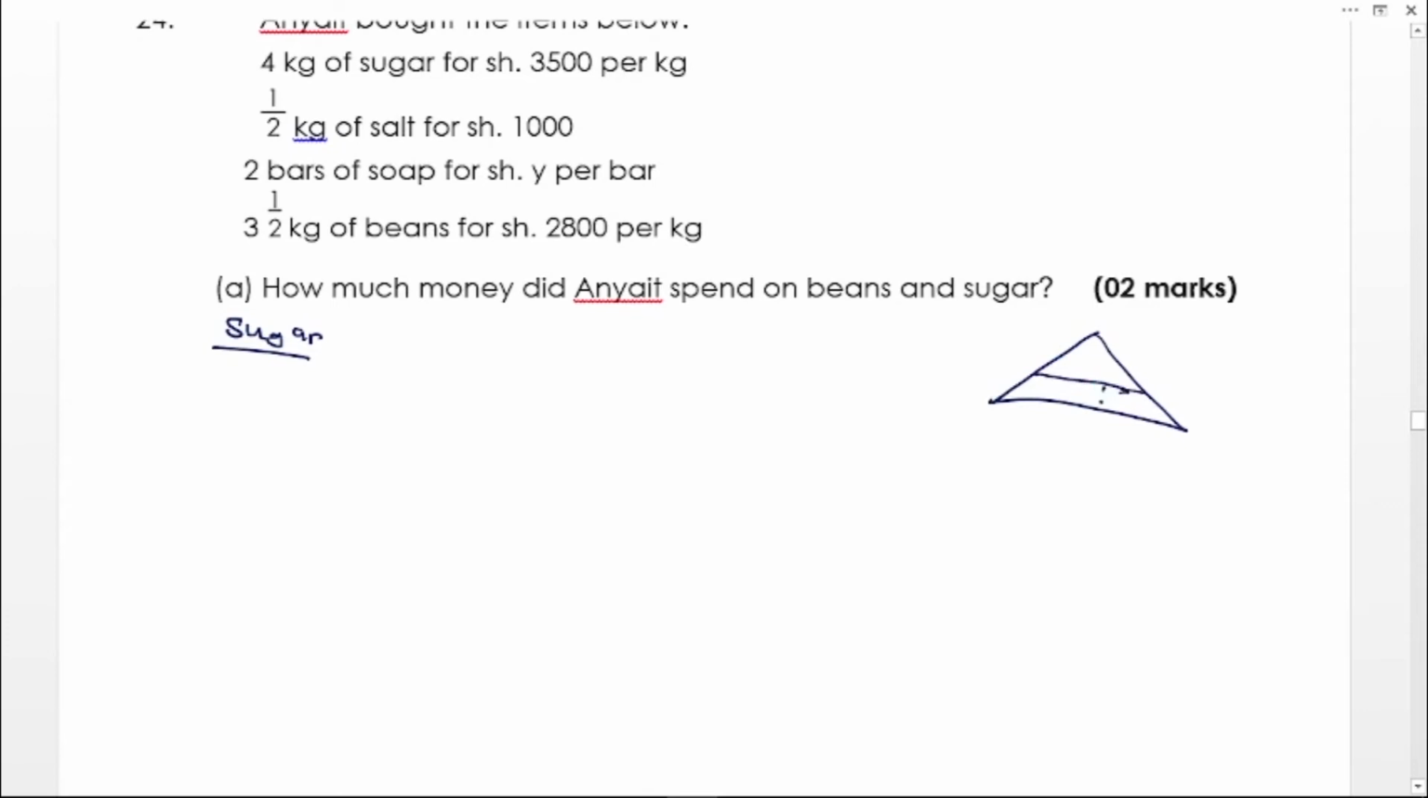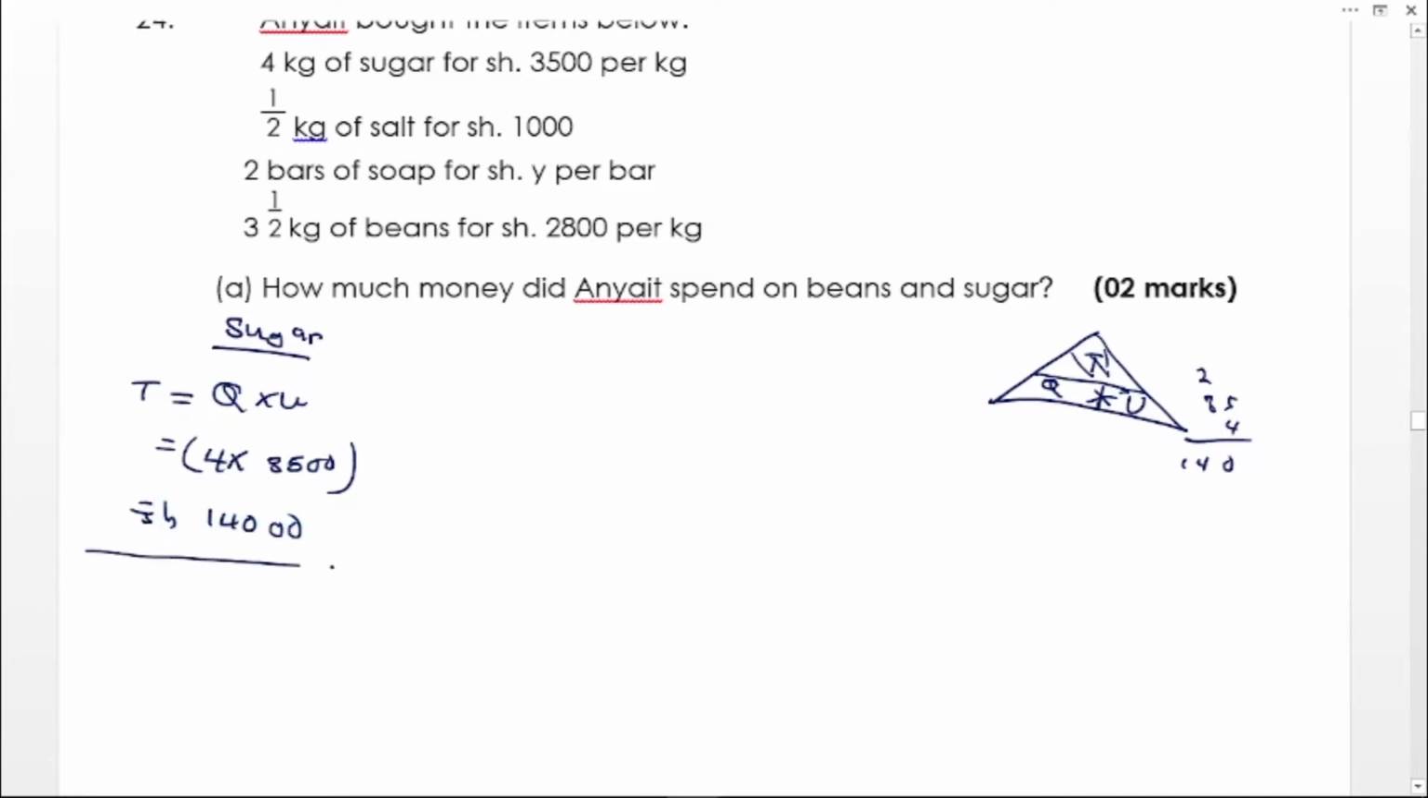We need the total cost. So the total cost of sugar is equal to quantity times unit cost. Then the quantity is 4 times the unit cost, which is 3,500 for each kilogram. So 35 by 4, this is 20 we put here, this is 12, 13, 14. Now this is 140, then we add on our 2 zeros as shillings for sugar.